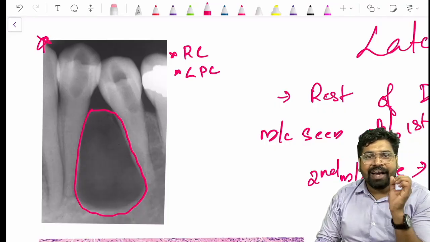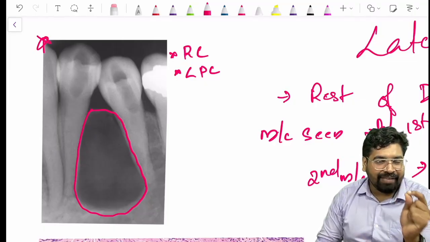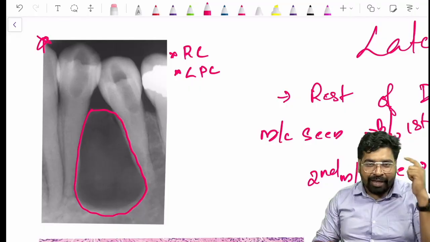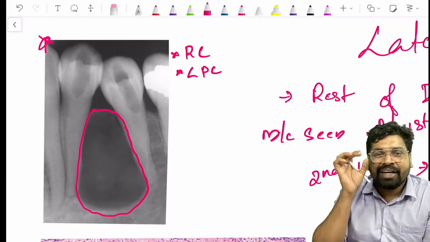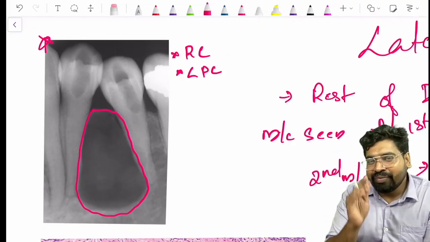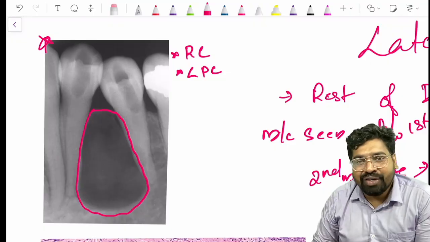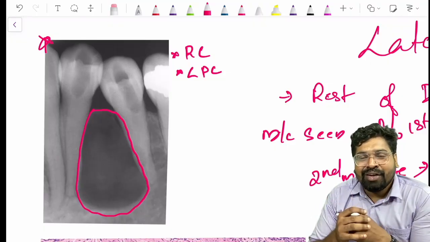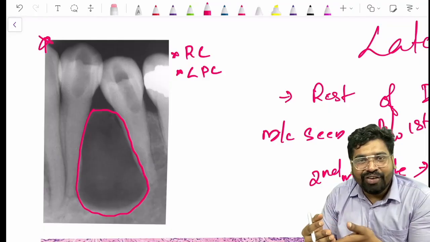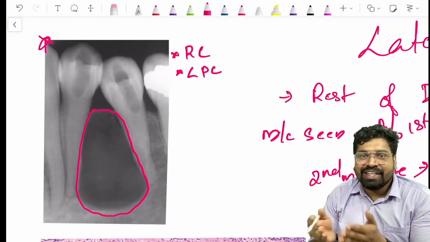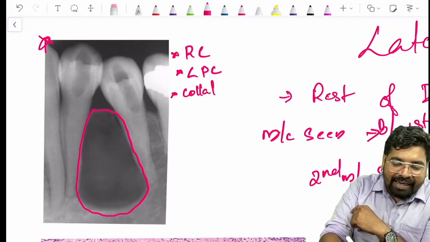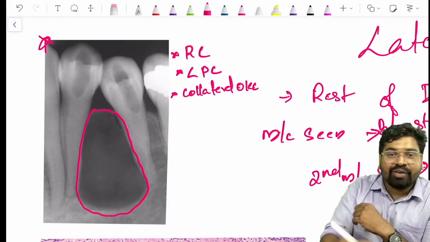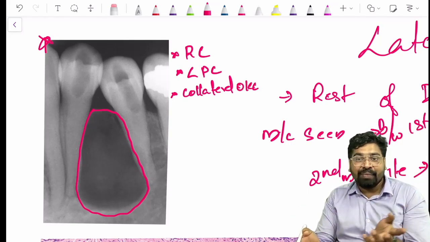And we have learned one type of OKC which comes between the roots. Give an exercise to your brain: the type of OKC which comes between the roots of the tooth. If you are not remembering, just go to the video of OKC and revise it again. Revision is the key. So we have a type called collateral OKC, which can also come in between the roots.